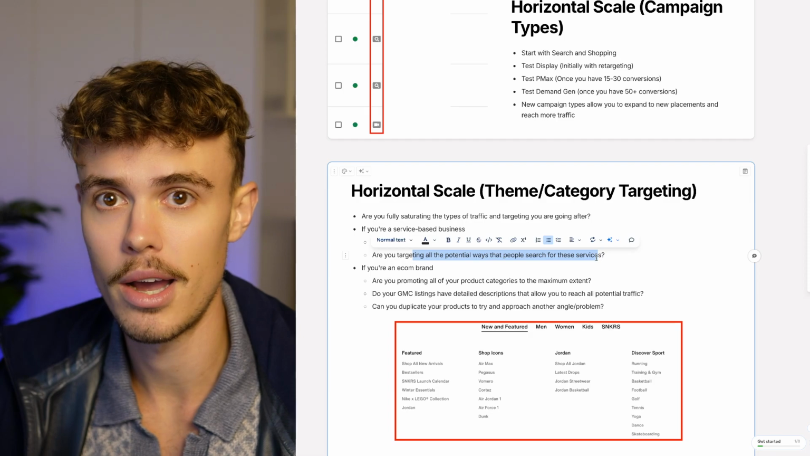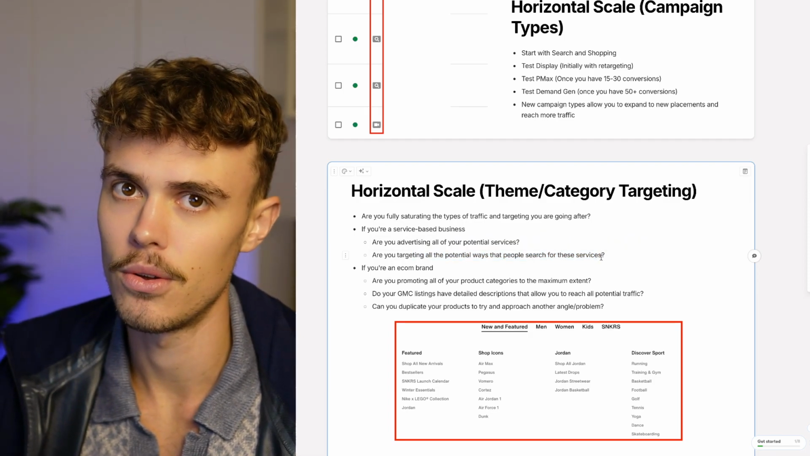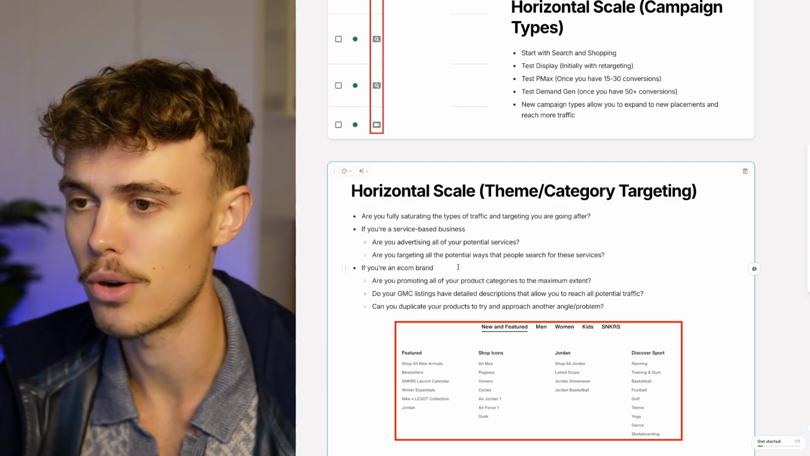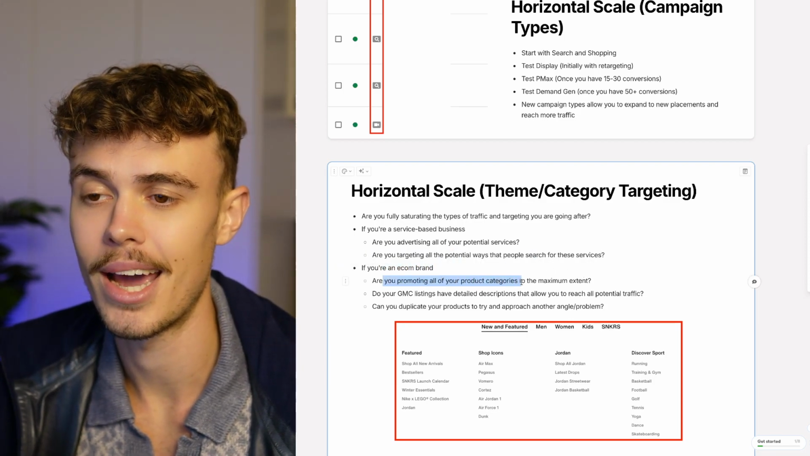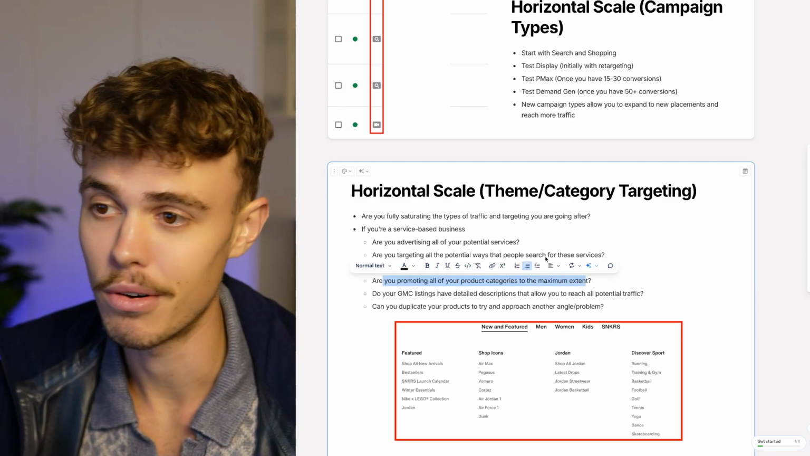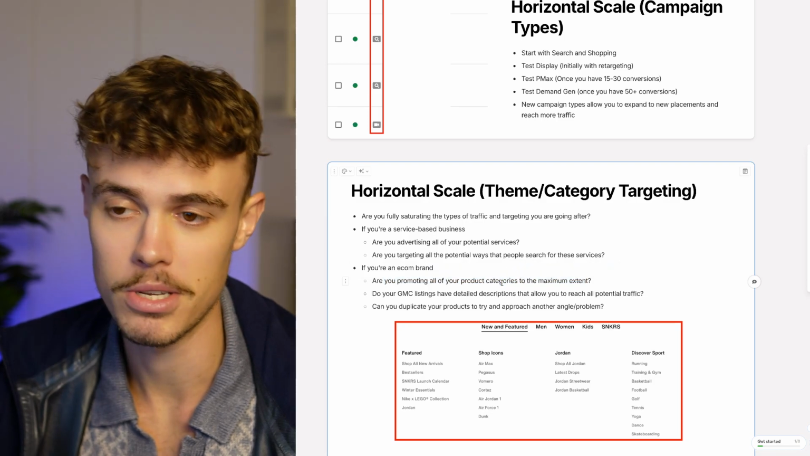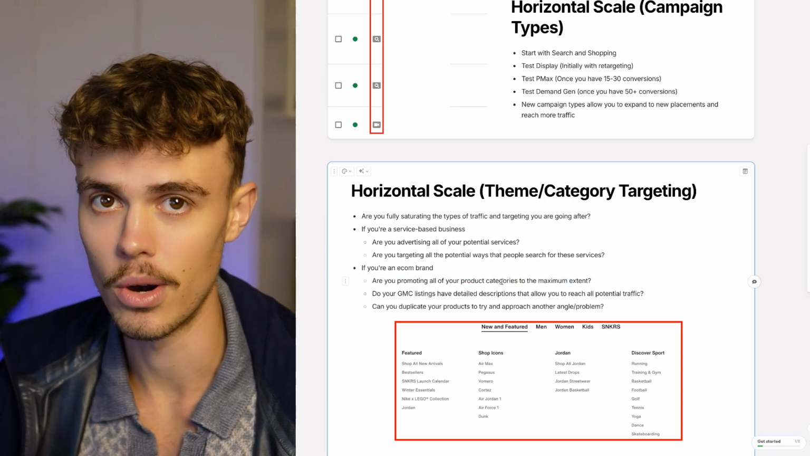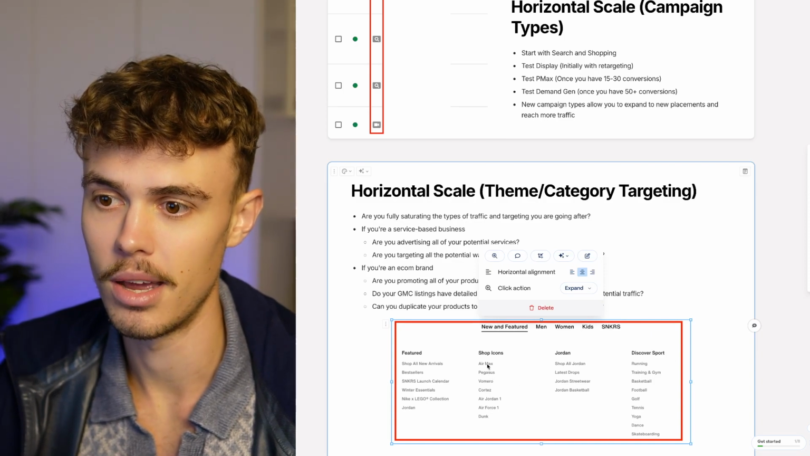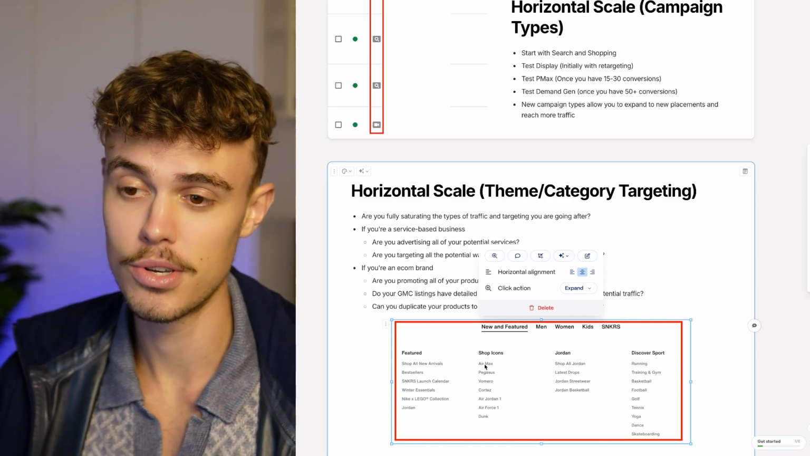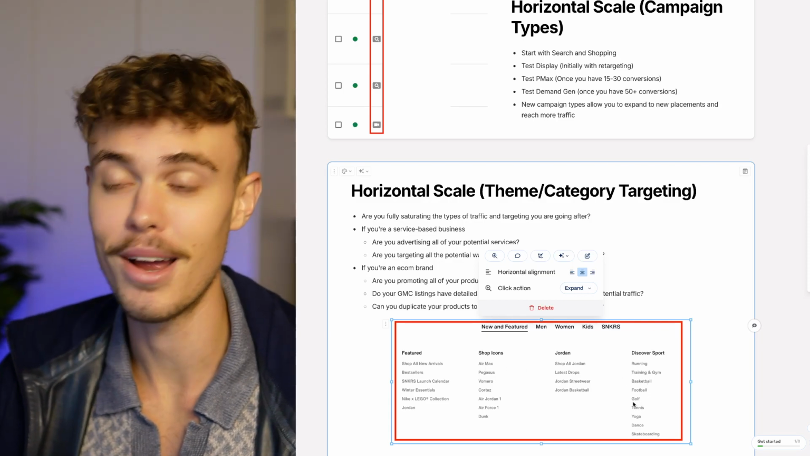So you've got to walk the line, but do consider expanding your keyword targeting if you're not fully saturating your traffic. If you're an e-commerce brand though, are you promoting all of your product categories to the maximum extent? Again, very similar to the service-based brand. I find a lot of companies and e-commerce businesses will promote a certain category of their products. For example, on Nike here, maybe they might promote their shoes, but completely forget to promote their golf gear, right?